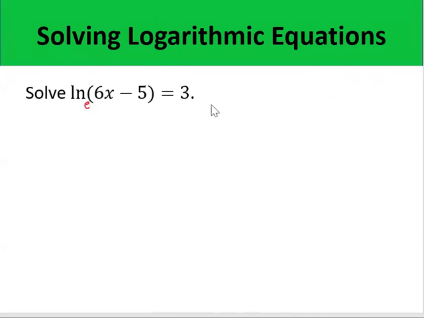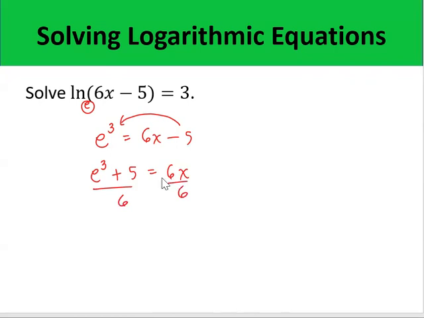So converting this into the exponential expression, we have the base e will be equated to 3. The base e will be raised to 3. And then we're going to equate it to the parameter, which is 6x minus 5. So solving for x, we shall transpose negative 5 to the left side and write e raised to 3 plus 5 is equal to 6x.